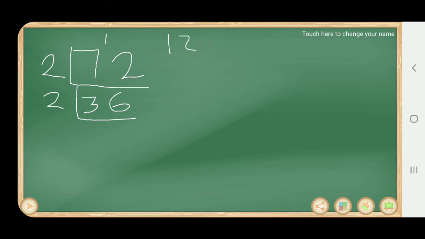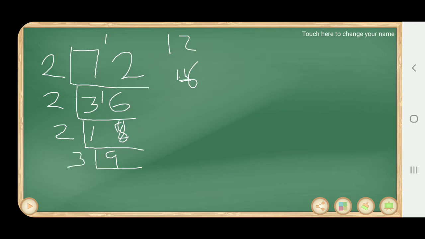One method is 36 divided by 2. Half of 36, that is 18. Otherwise, digit by digit. In 3, how many 2's are there? 1. 1 into 2, 2 only. Again 3 minus 2, 1 is remaining. That 1 and 6 become 16. In 16, how many 2's are there? 8. So 18. In 18, how many 2's are there? 9. Now it is an odd number. 2 is not possible.